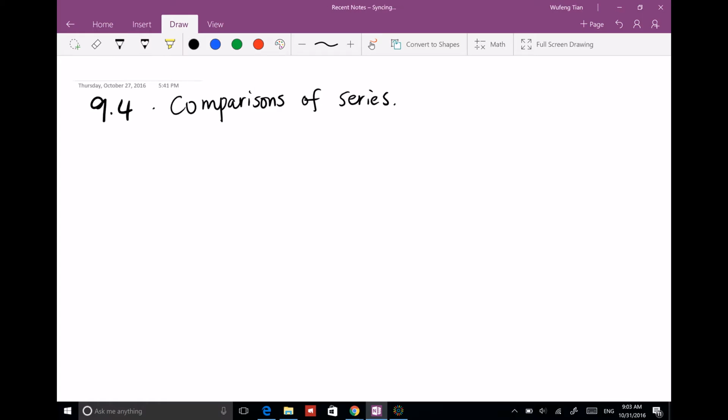So first, just to review a little bit. Firstly, if we have the nth term test, if the limit as n goes to infinity of a_n is not equal to 0, then the series from n equals 0 to infinity diverges. That is the nth term test. For example, if I give you arctangent of infinity, it's going to be pi over 4, and it's not equal to 0, so it diverges, right?